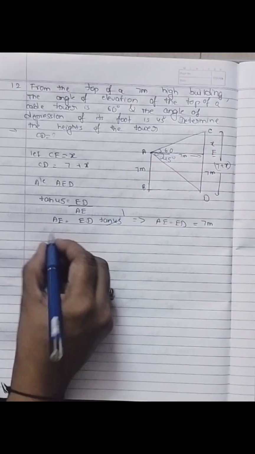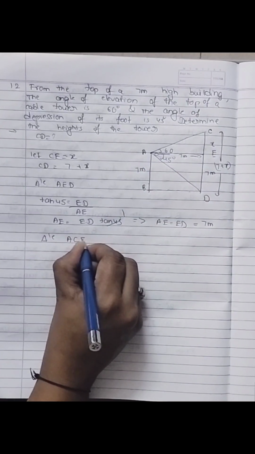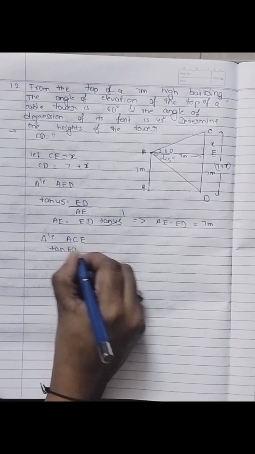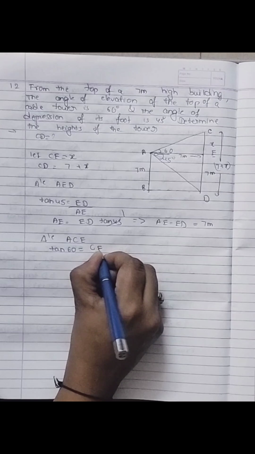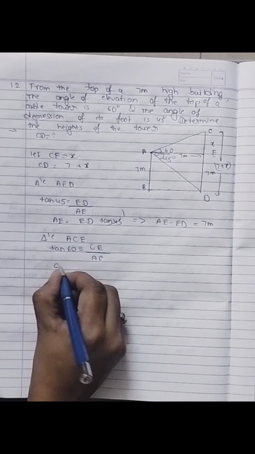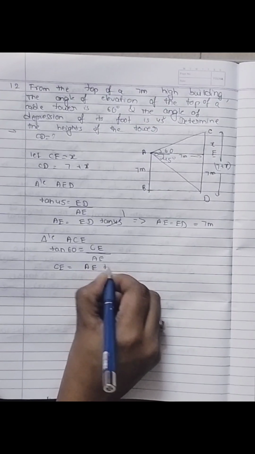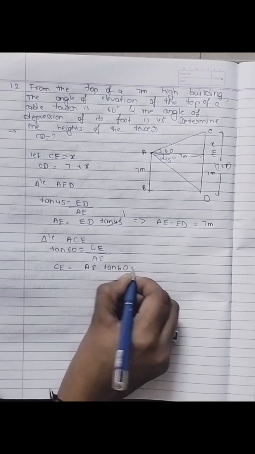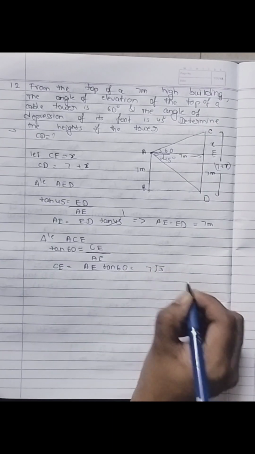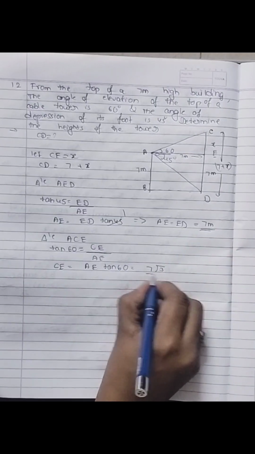So now consider triangle ACE. In ACE, if you are applying the tan function, tan 60 equal to opposite, that is CE, divided by AE. So CE is x here. So let's find out CE is equal to AE tan 60. So what is AE? 7, and tan 60 is root 3. So it is 7 root 3. We have found the AE as 7 meter and CE is 7 root 3.